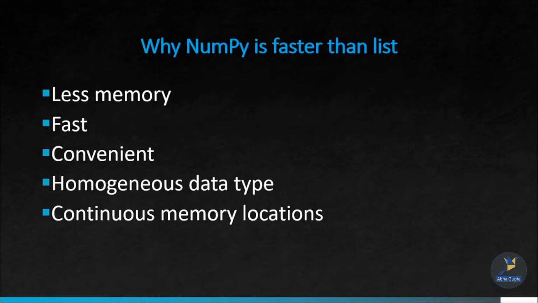Why is NumPy faster than lists? Because NumPy arrays occupy less memory in terms of execution. It is fast and it is convenient to work with NumPy arrays. Plus, the ND arrays store homogeneous data types in continuous memory locations, whereas when we work with lists, heterogeneous data types or different types of data can be stored in a list, and that too is stored in non-continuous memory locations.